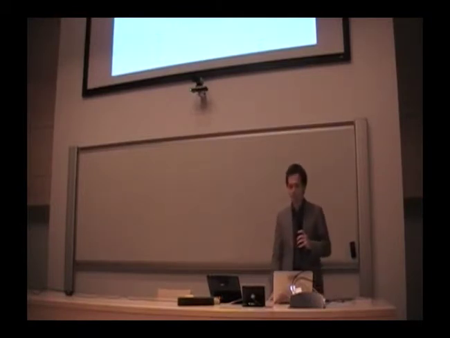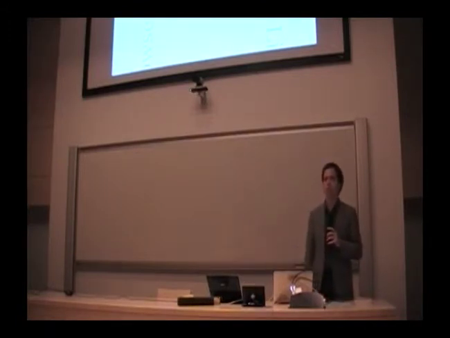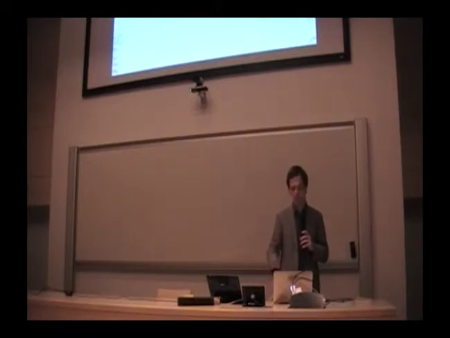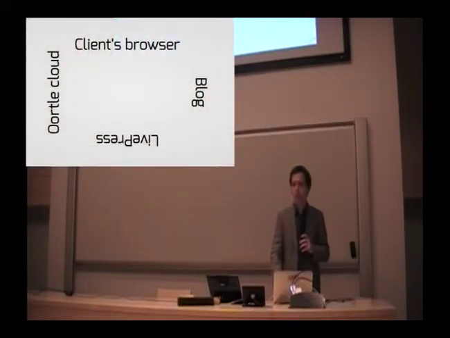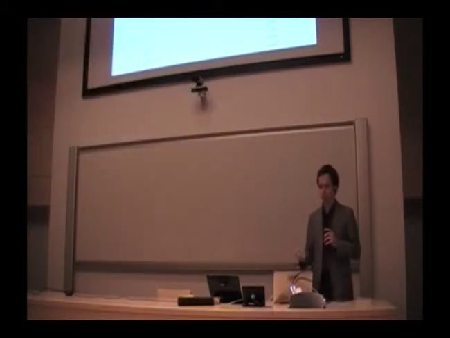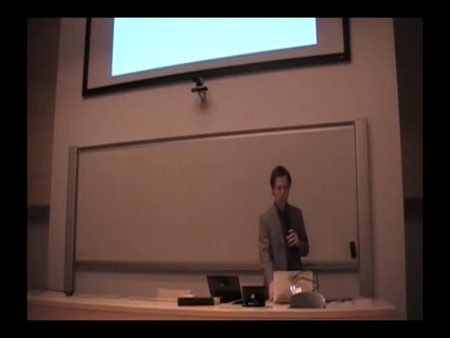The system itself consists of four parts. It's the blog engine itself, which displays things to the user. There is a LivePress web service which is running somewhere on the internet, and the blog communicates with the LivePress web service and handles authentication, all the boring stuff. When something changes on the blog, LivePress passes this information to the Oortle cloud, which handles all the connections between Oortle and all the web browsers, the clients, the visitors of the blog. So that's the system in general, but we're most interested in the Oortle part.